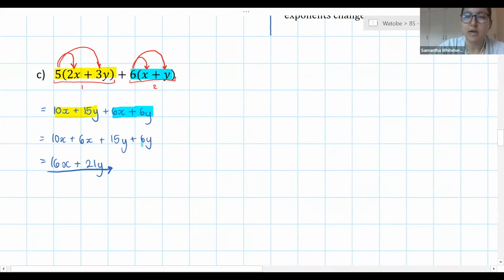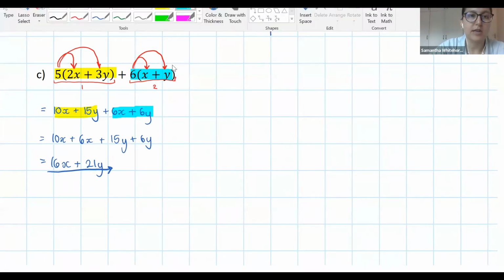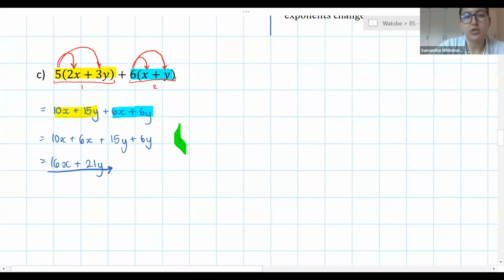I can then collect my like terms. Now, I quite like what Theo's done here. If you want to write the like terms together and group them before you add them, go for it. If you are happy to just see where your like terms are and go straight to a final answer, that's also absolutely fine. Whatever works for you. But we collect our like terms and we add or subtract the like terms that we have. And so we end up with a final answer of 16x plus 21y. Very nice. Well done, guys. I'll leave it up there for you to screenshot. And then we've got one more and then we're going to have a break.